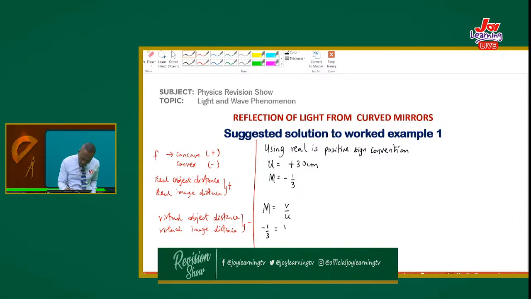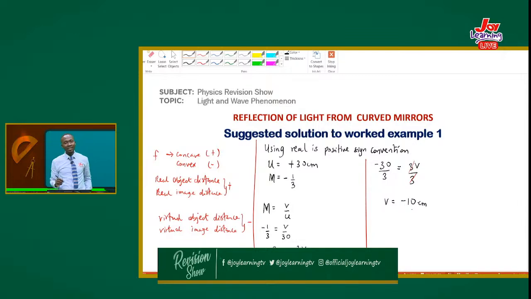If I put these parameters in here, I'll get minus 1 over 3 equals V over 30. If I cross multiply, I'll get minus 30 is equal to 3V. Then I'll divide both sides by 3. I'll get minus 30 on 3 is equal to 3V on 3. Then the 3s will cancel out, and I'll get V is equal to minus 30 on 3, which gives me minus 10 centimeters. Don't forget the unit.